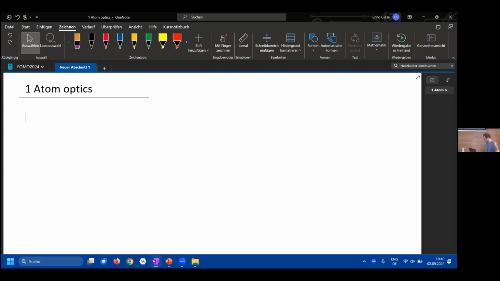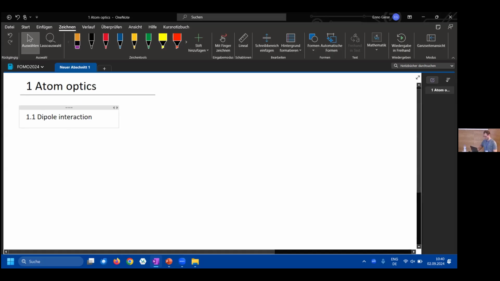So we will start with atom optics, and we will start with dipole interaction. I hope you can read that. It's probably too small. Too small? No, okay, I can zoom in a little bit.